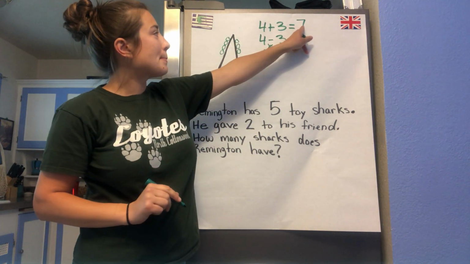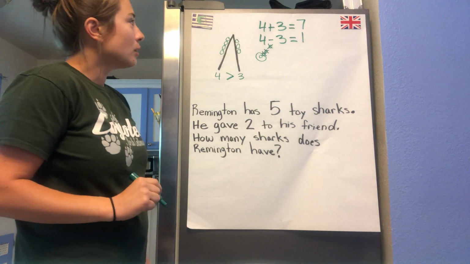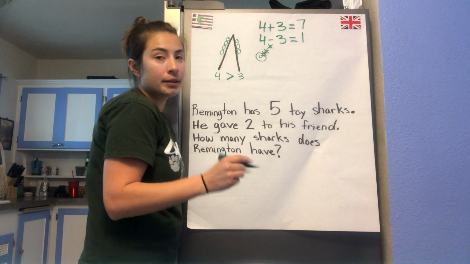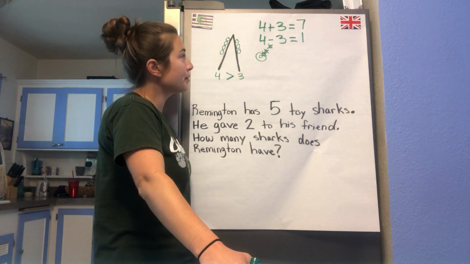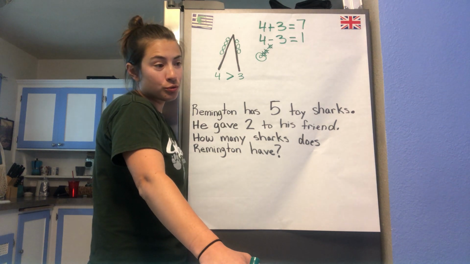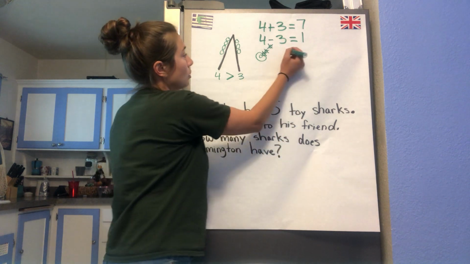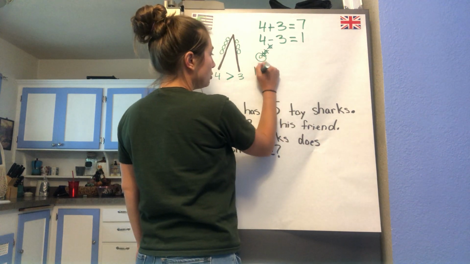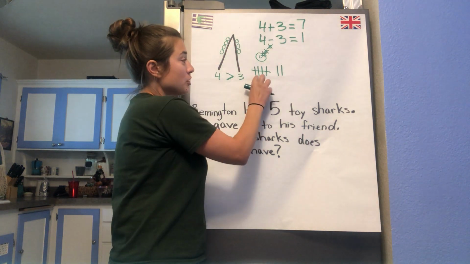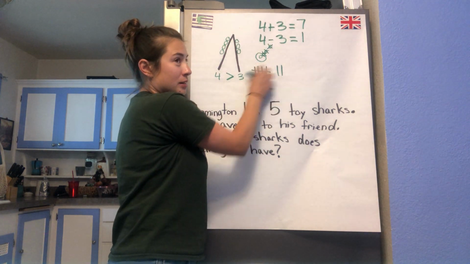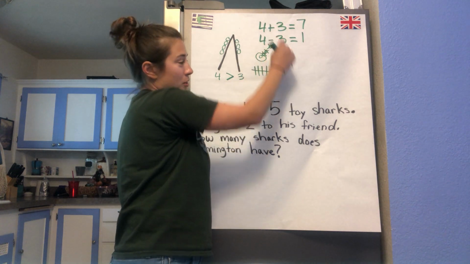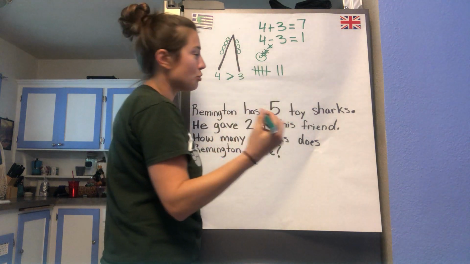Tallies. Let's do a group of 5 and 2 1s for our tallies, because 5 plus 2 equals 7. 1, 2, 3, 4, 5, 6, 7. You can even show this representation. You can show the tallies in a number sentence. I'm just going to show you what that would look like.